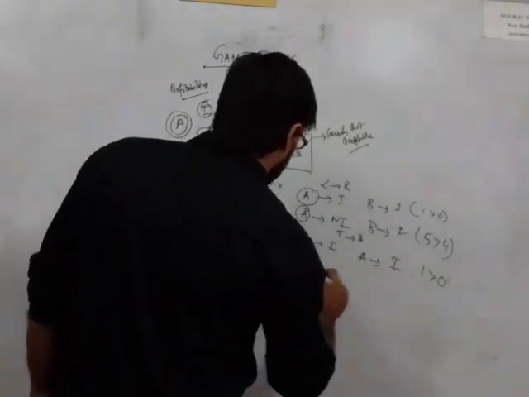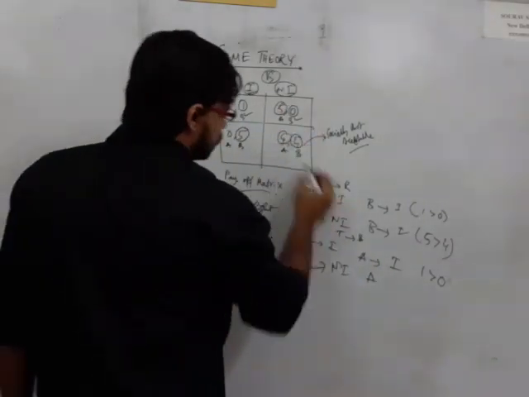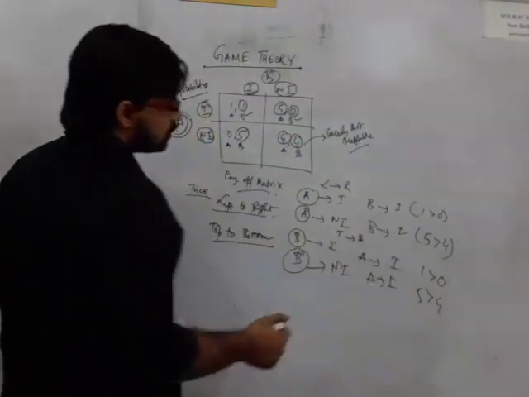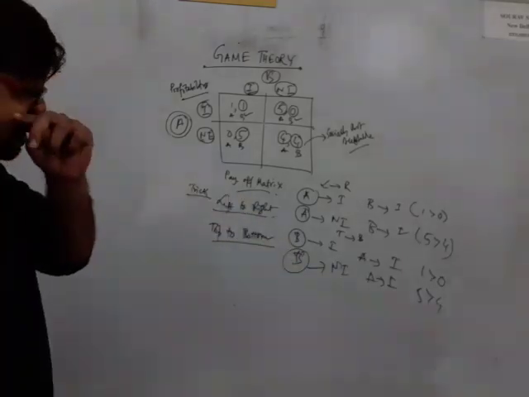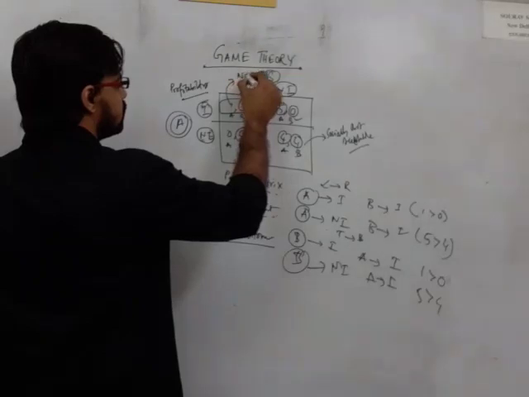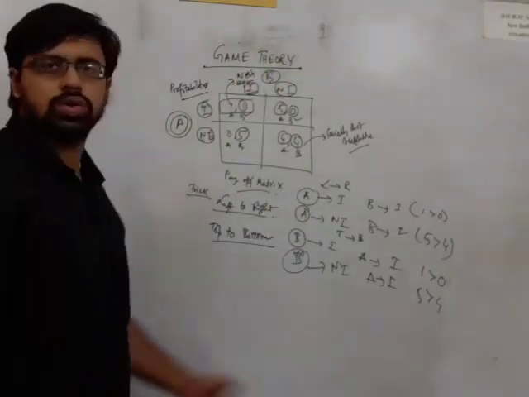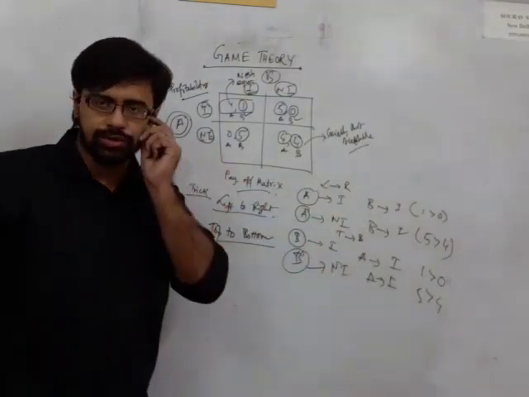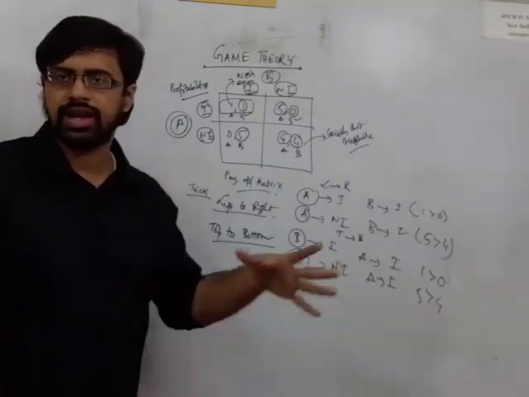If B goes for non-investment, then for A, which is it? 5 greater than 4, same idea. So whatever happens, B will stick to I and A will also stick to I, investment. So this is the Nash equilibrium. Whatever the other people are doing, if I am restricting myself to a situation, then this is simply called Nash equilibrium. That's it, this is it and nothing else.